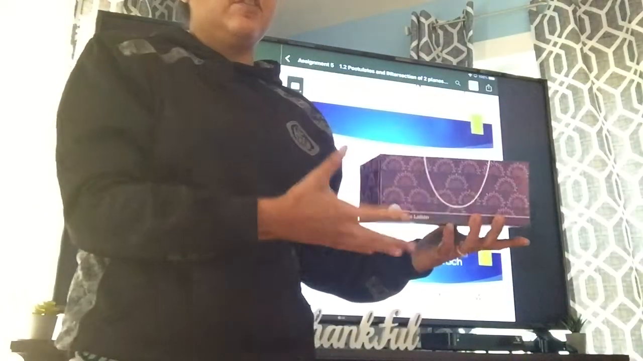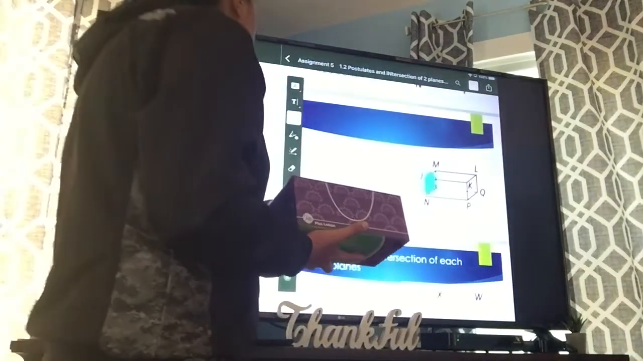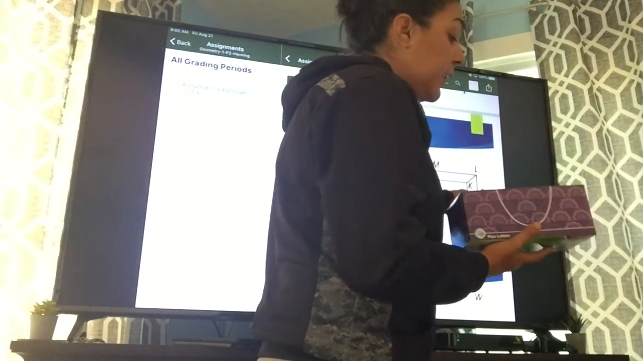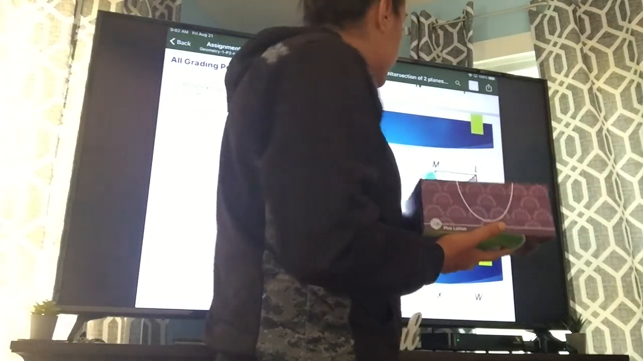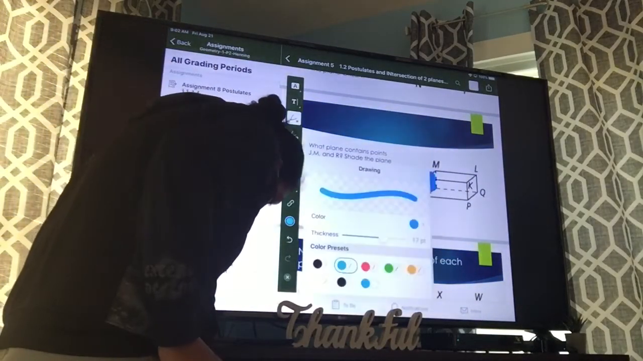I found, behold, my rectangle Kleenex box. Okay, so L, Q, and P. I got my L, my Q, and my P. So once again, that's also going to be the side of the Kleenex box. Okay, it's the other side of the square. And we're going to color that purple.